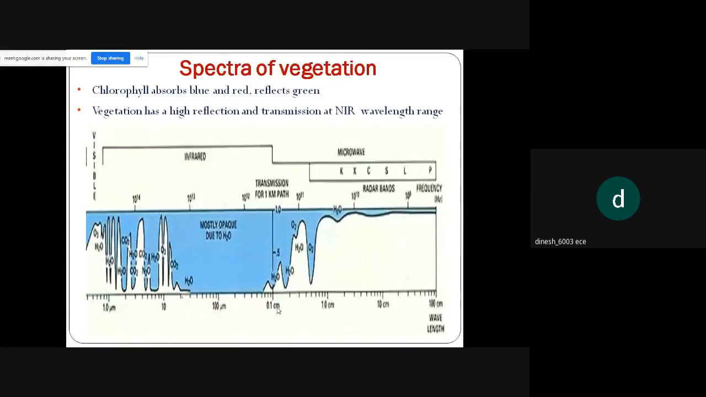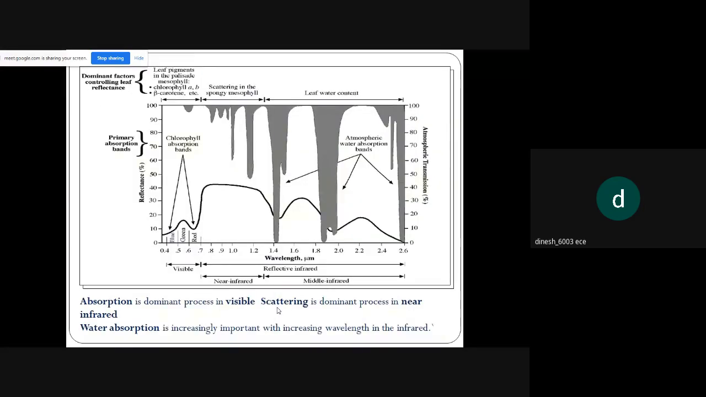This shows the spectra of vegetation. Chlorophyll will absorb blue and red and reflect green. Vegetation will have a high reflection and transmission in the near infrared wavelength region. You can see from the diagram. The same we had seen in a previous class, in electromagnetic radiation interactions with Earth's atmosphere. Same. So next comes absorption. Absorption is a dominant process in visible scattering.